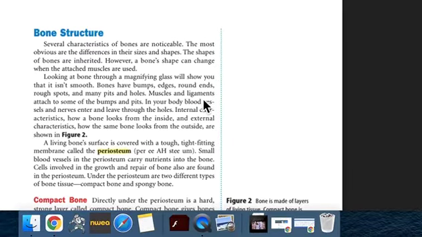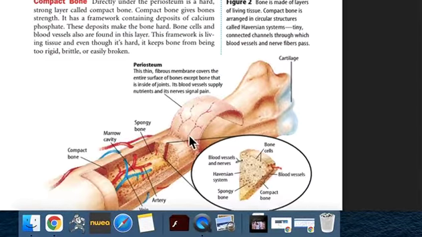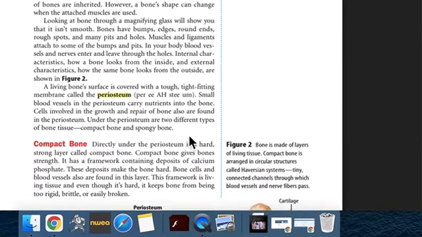Muscles and ligaments attach to some of the bumps and pits. In your body, blood vessels and nerves enter and leave through the holes. Internal characteristics, how a bone looks from the inside, and external characteristics, how the same bone looks from the outside, are shown in Figure 2. Yes, Figure 2.